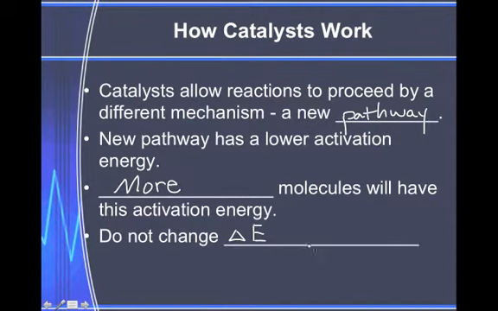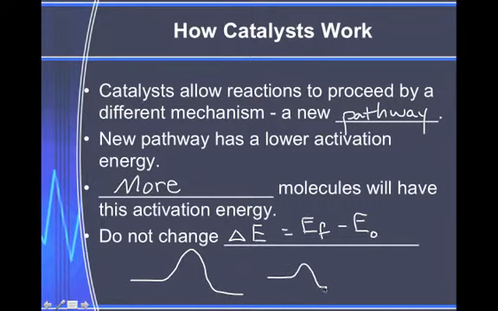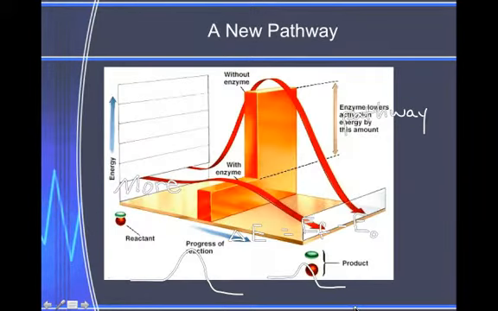The interesting thing is, though, that it doesn't change the overall change in enthalpy. So your delta E is the same. Your final minus initial is still the same amount because we start at one place, we end at the other. Doesn't matter how we get there. Remember, energy is one of those state functions. So if we start here and go up a high mountain, or we start here and go up a tiny mountain, as long as we end at the same place, then our change in energy is going to be the same.